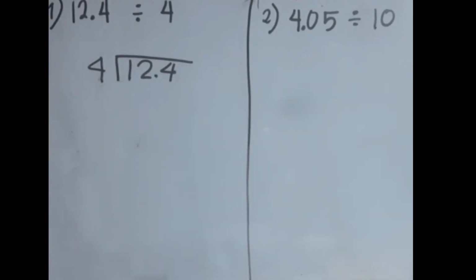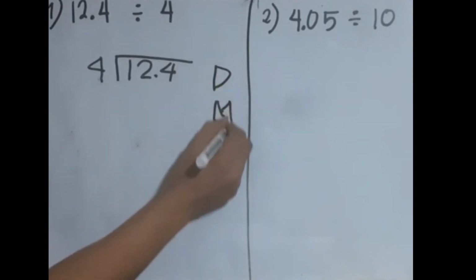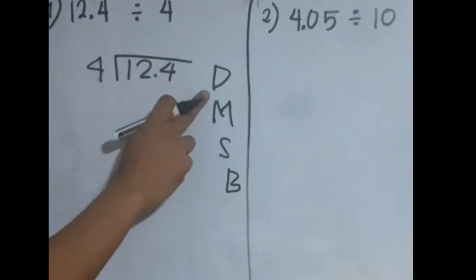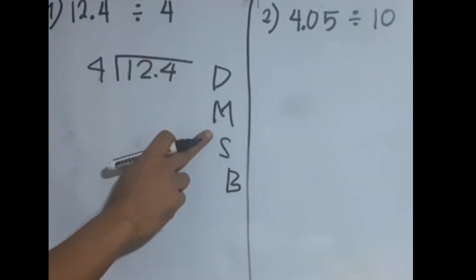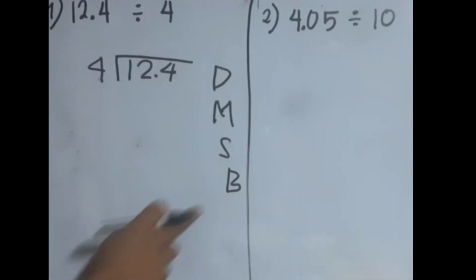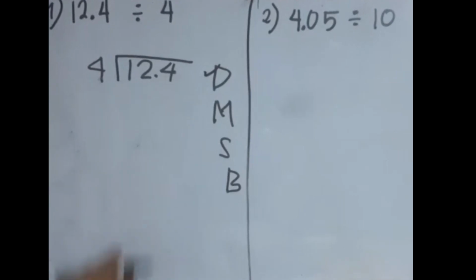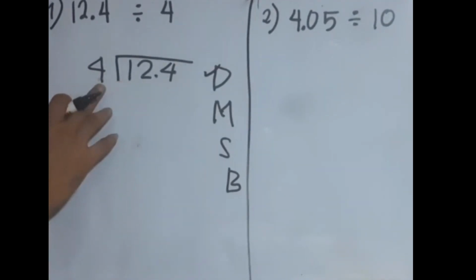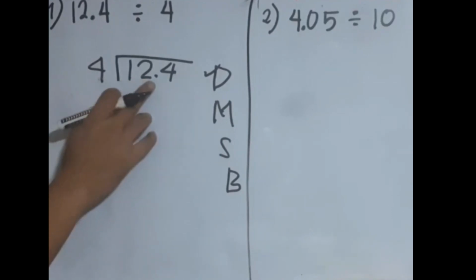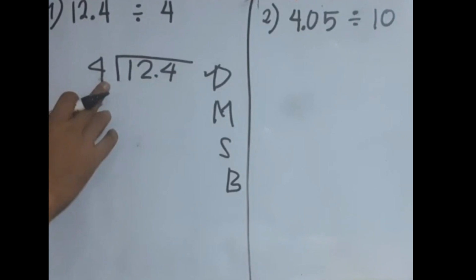Mag-divide na tayo agad using the D, M, S, B. D means divide, M means multiply, S means subtract, and B means bring down. Let us divide. First, so we have 1 divided by 4 cannot be. So we need to move to the next place. It will become now 12. 12 divided by 4 is equals to 3.